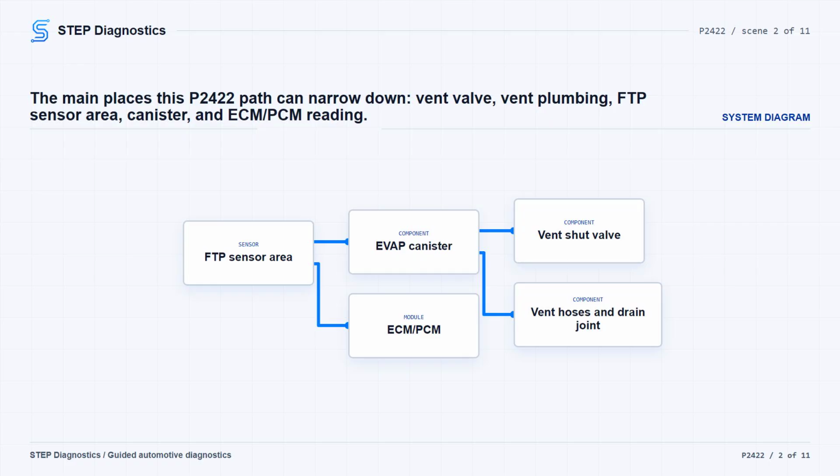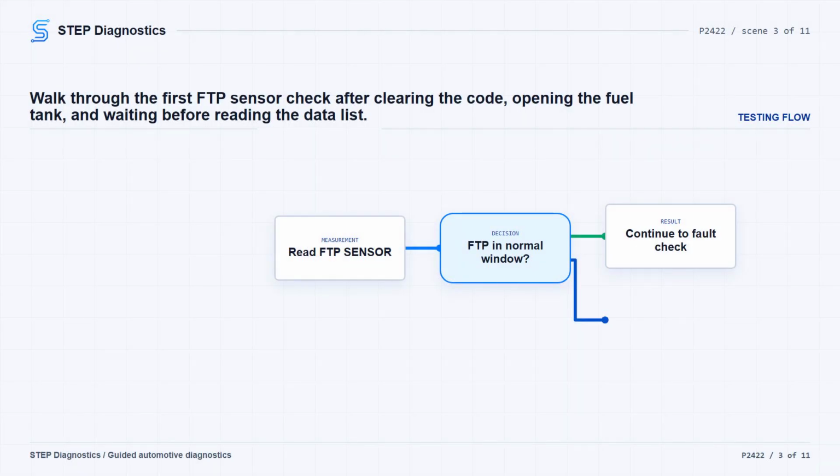Before getting into the checks, record the stored data and any captured snapshot information, and start with the basic system checks so you are not chasing an old or incomplete picture. Start with the EVAP system check.